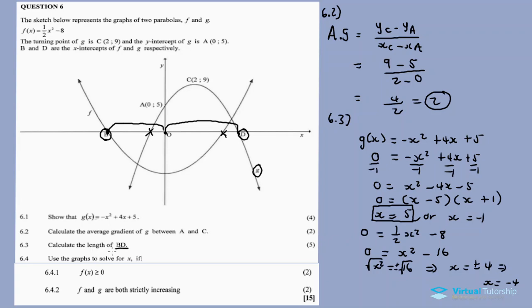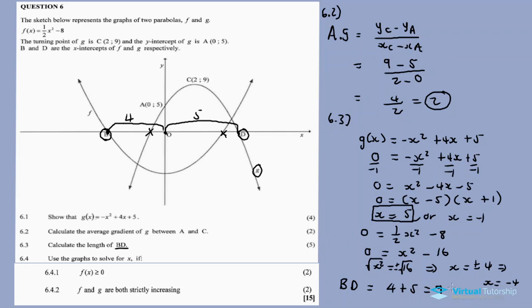So this B is negative, so my answer here is x equal to negative 4. Since I want the length, and the length is always calculated as a positive value, the distance from the origin to B is 4 units, and from the origin to D is this one above, which is 5. So BD is going to be equal to 4 plus 5, and this is equal to 9 units. So this is the length of BD.